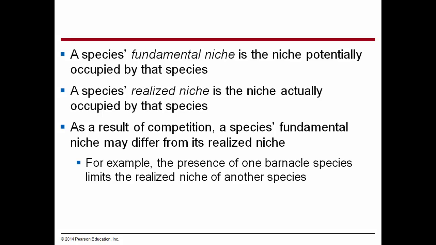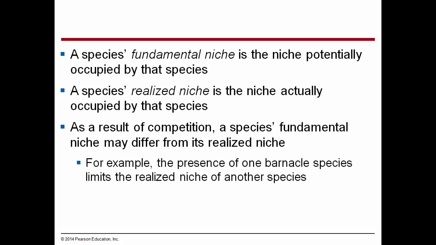A species' fundamental niche is the niche that's potentially occupied by that species. So it's any location that is the possible potential location of that niche. The species' realized niche is the niche that is actually occupied by that species. So a realized niche is often smaller than the fundamental niche.